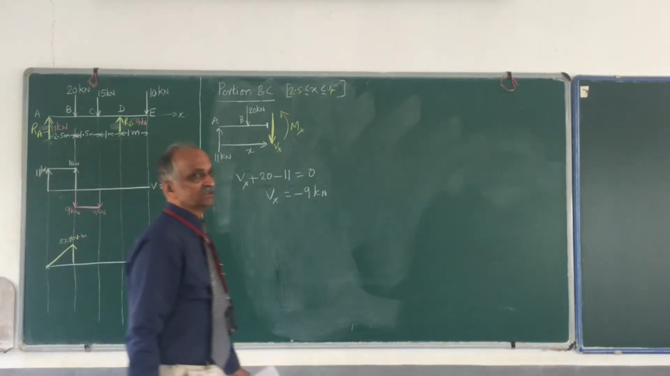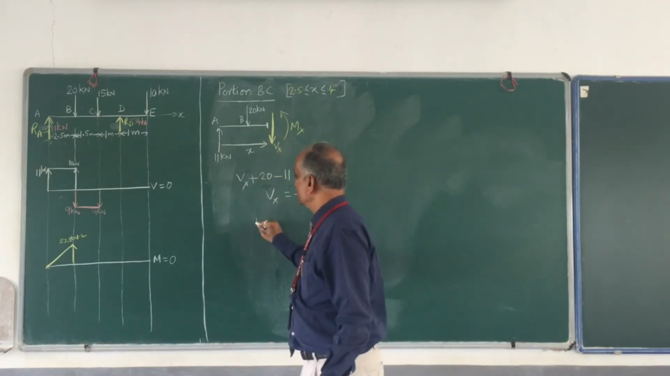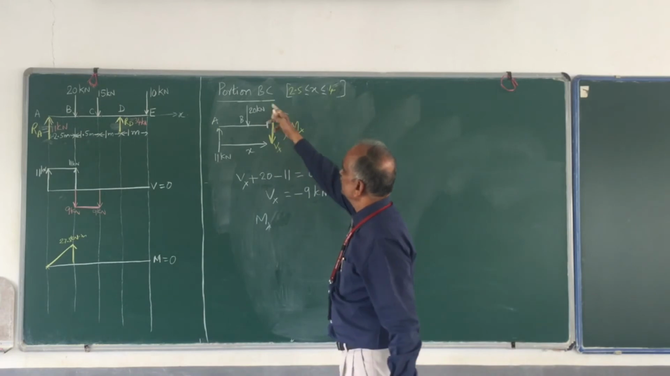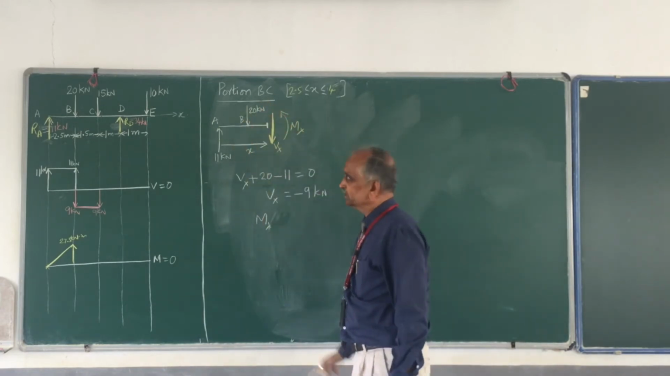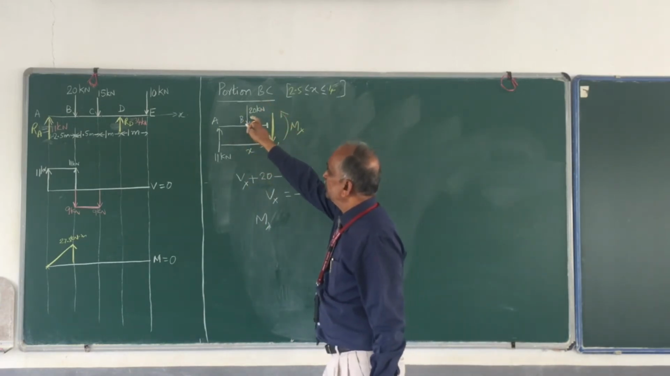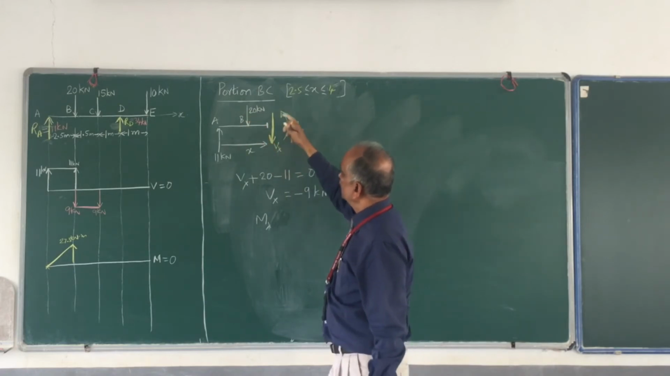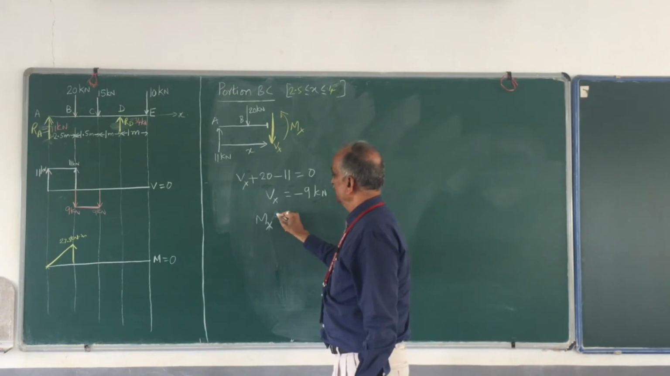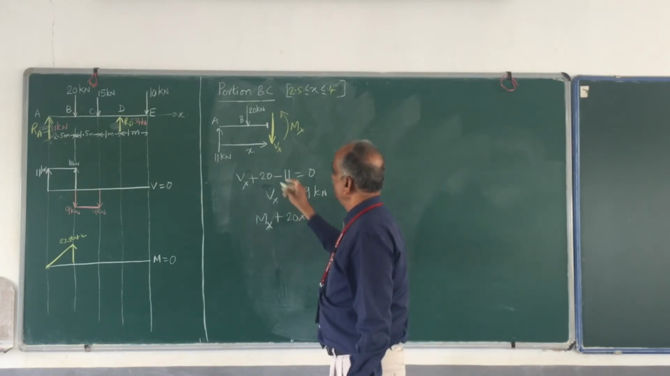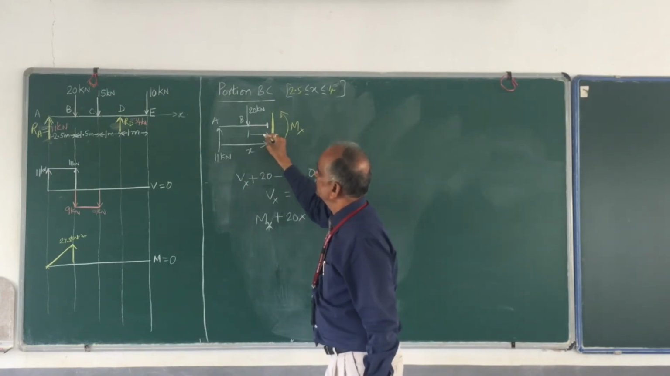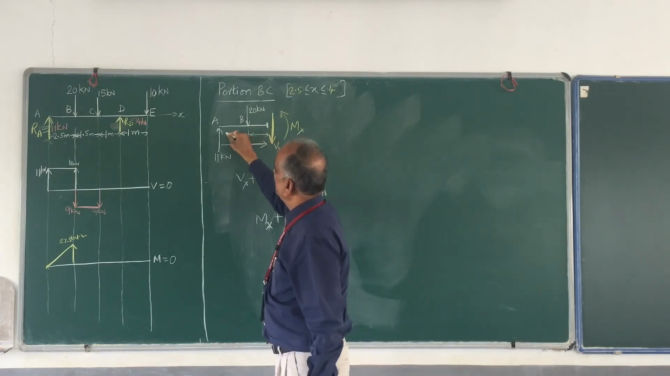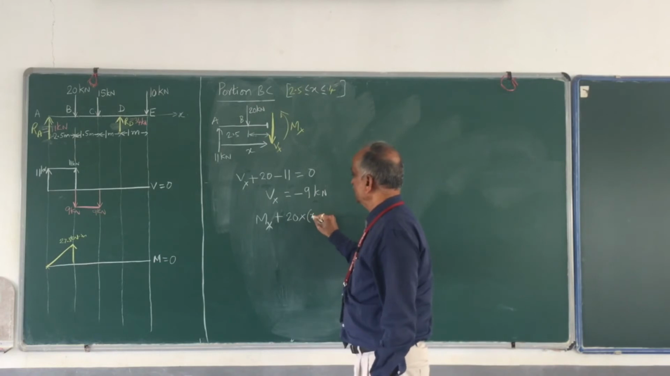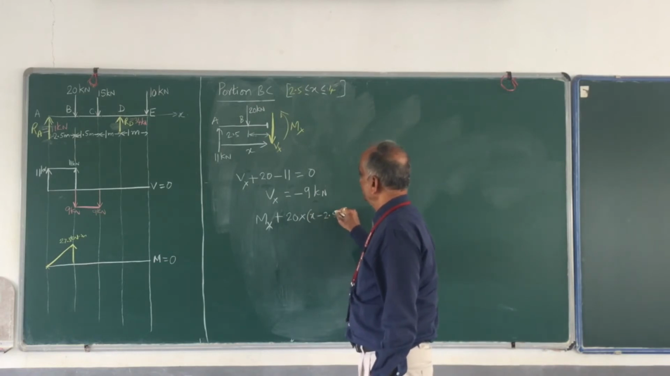Now let me go for the bending moment diagram. Mx, start with this, anti-clockwise is positive, this is 0. Then the moment due to this 20 is also about this, also anti-clockwise, therefore it is plus 20 multiplied by how much is this distance? So this is x, I know that this is 2.5 meters, and 20 into x minus 2.5.